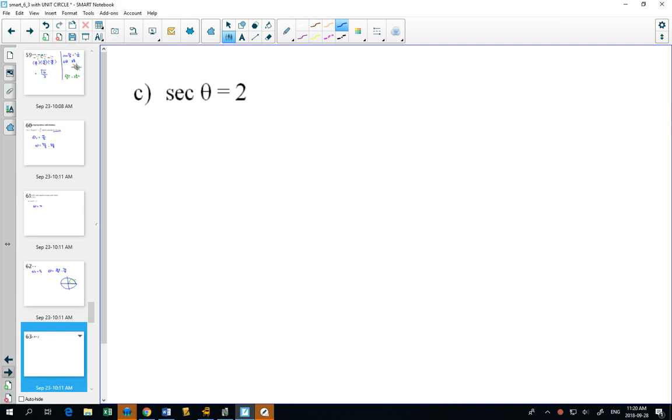Secant is equal to 2. So whenever you have one of your reciprocal functions, you would keep the angle the same and do the reciprocal of the ratio, and say if secant is equal to 2, that means cos is equal to 1/2. Is that on our pie plate? What's our reference angle for 1/2?